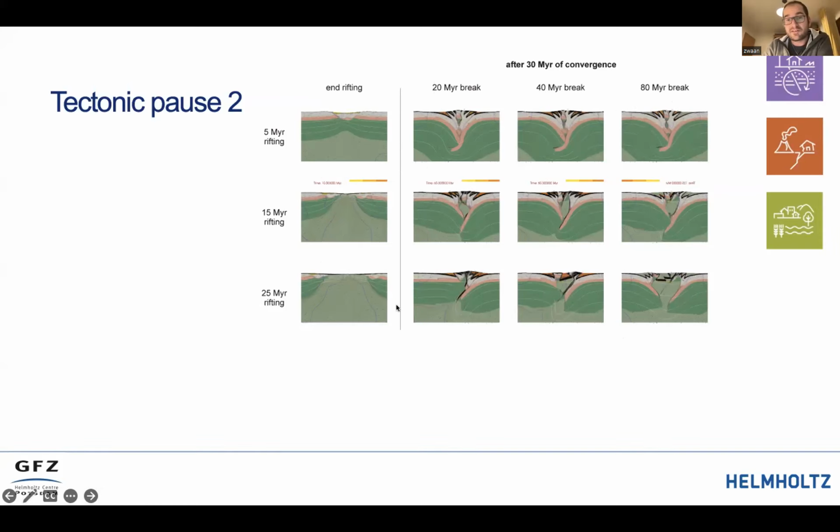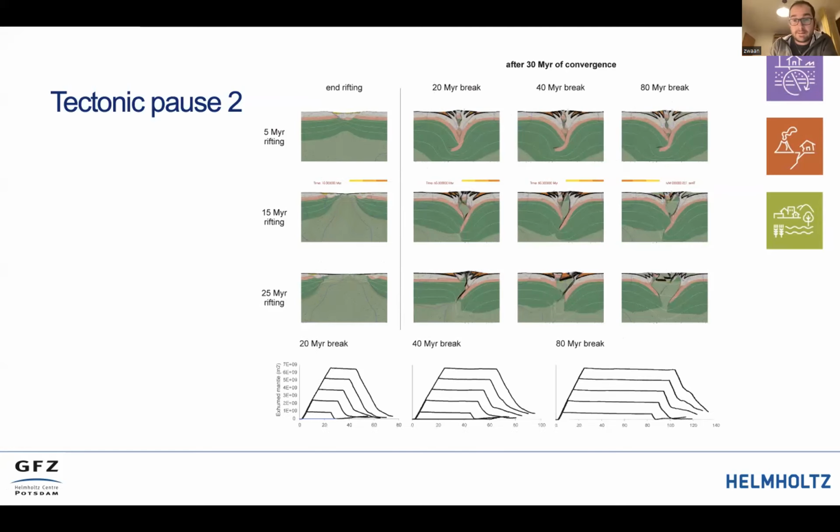But if you go to larger amounts of rifting, you can see that the structures are very different if you have different amounts of tectonic pause within your initial rifting and your convergence. So that's an important thing as well. And what I try to do here as well is to plot the amount of exhumed mantle, the amount of mantle that is higher than the initial top of the mantle. And there are different plots here, one for a 20 million years break, a 40 million years break, and an 80 million years break. So that would be the same 20, 40, and 80 that you see here.